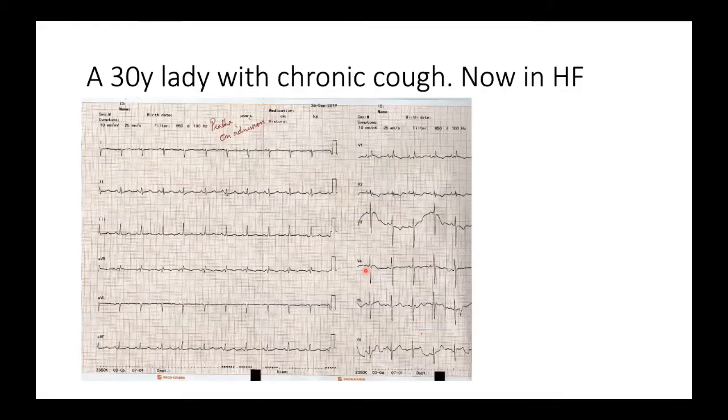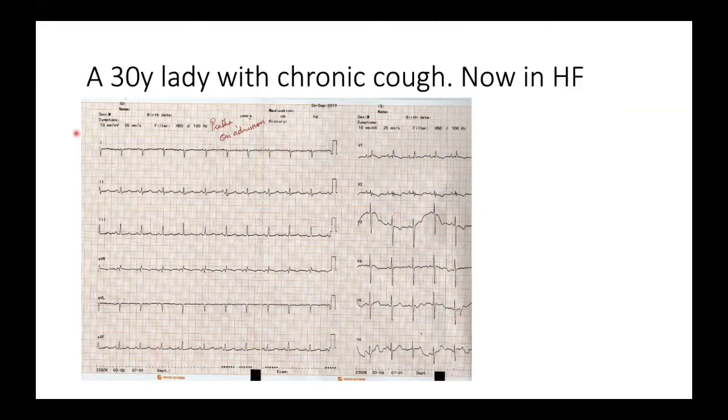Now, again, seeing this ECG, a 30-year-old lady with chronic cough, now in heart failure. We know that history can tell you this lady will have some form of ILD or lung disease and now in heart failure. So you have to suspect that there is a PH which has caused the right heart failure.